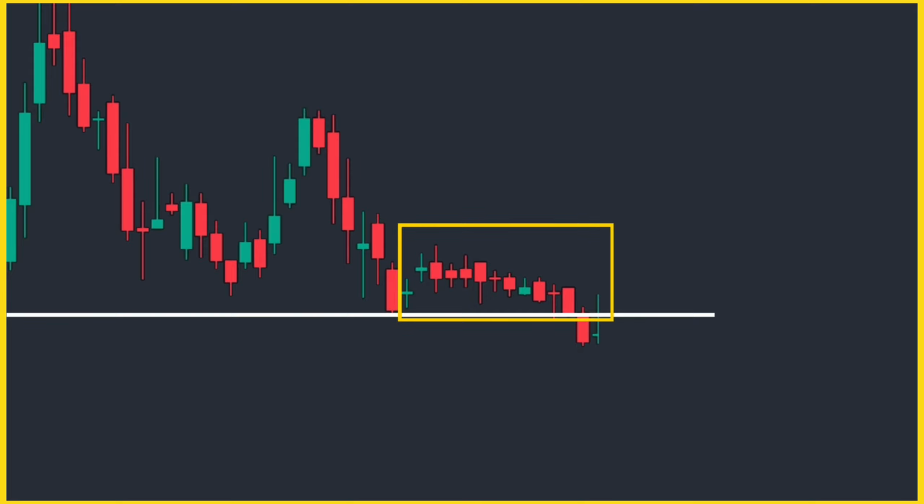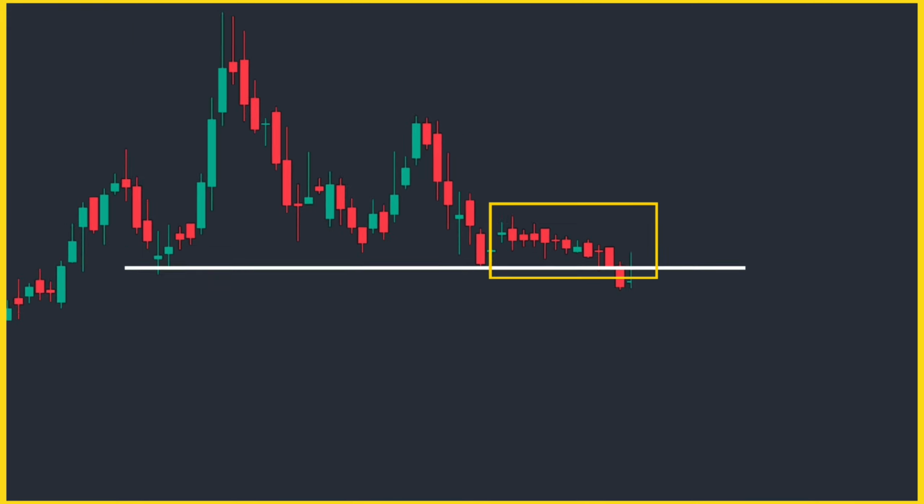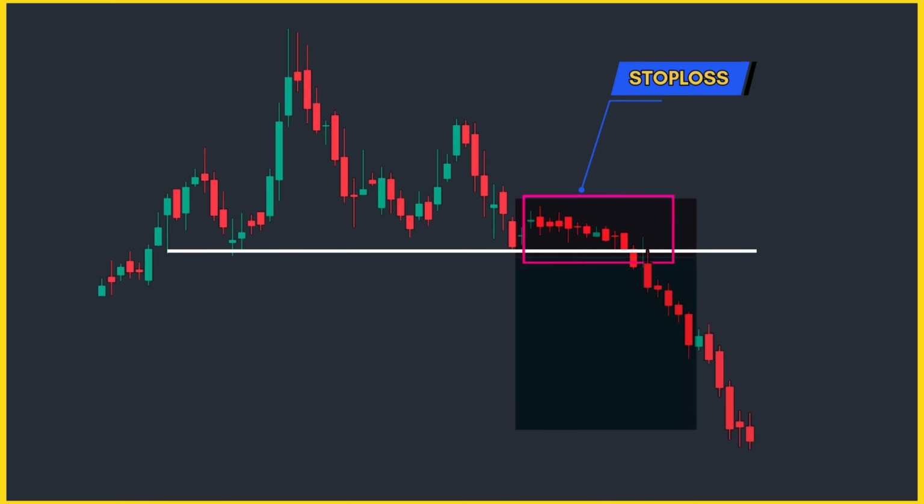After the consolidation breaks the neckline, you can make your entry. Here, place your stop loss just above the consolidation zone and this will be a safe stop loss. You get a more favorable risk to reward compared to setting your stop loss above the high of the head.